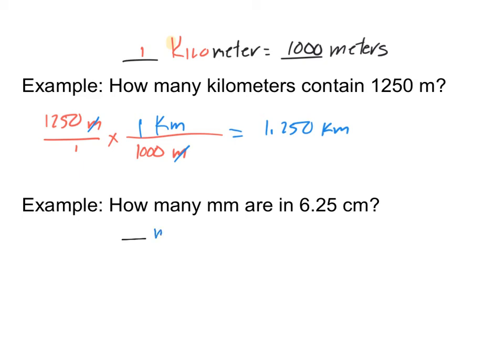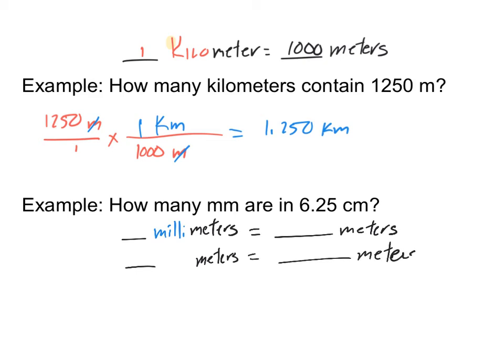let's see, millimeters and meters, and the relationship between centimeters and meters. So we know that milli was 1/1000th of a meter. So that means that if I have 1 meter, I have 1,000 millimeters. And centi means 1/100th of a meter. So if I have 1 meter, I have 100 centimeters.